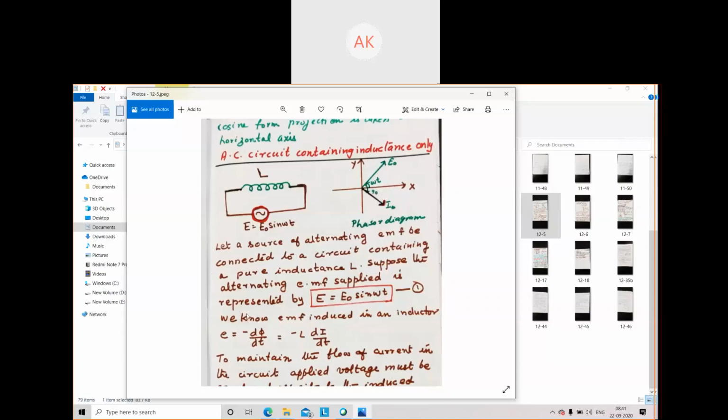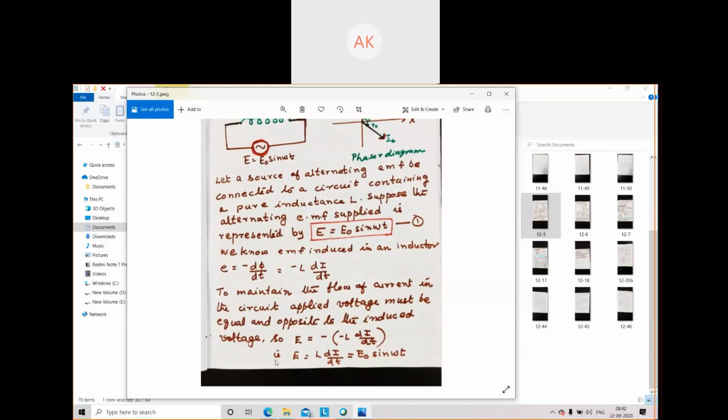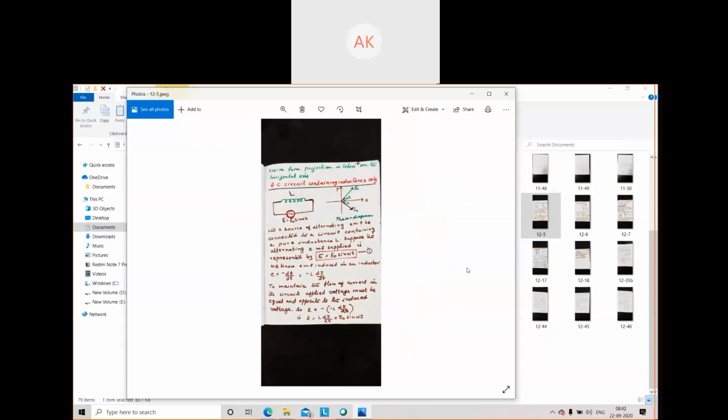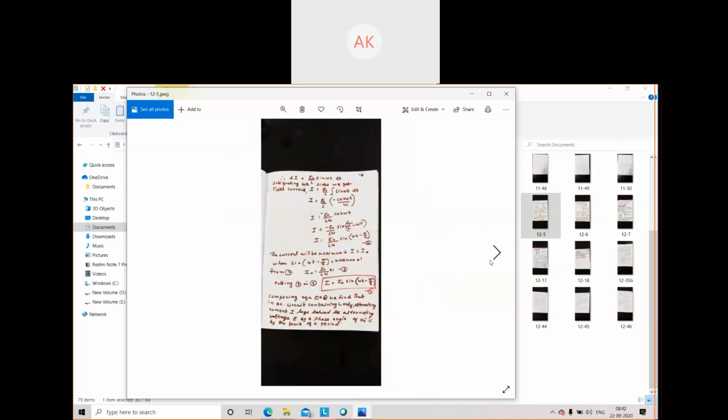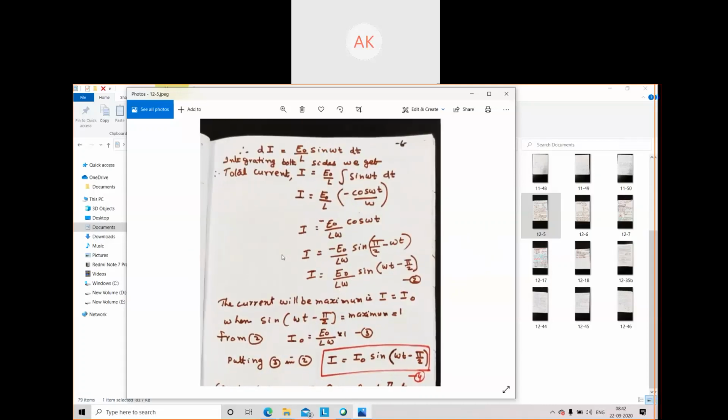So what is the equation for the instantaneous value of EMF? E equal to E0 sin omega t. What is the induced EMF? Minus L into di by dt. So the applied EMF should have a value E equal to L di by dt, which is equal to E0 sin omega t. And we obtain the expression for current, I equal to E0 by L into integral of sin omega t dt. When we integrate sin omega t, what do we get? Minus cos omega t by omega.